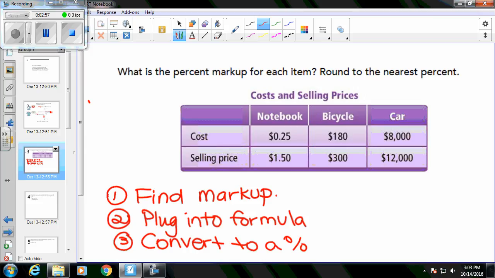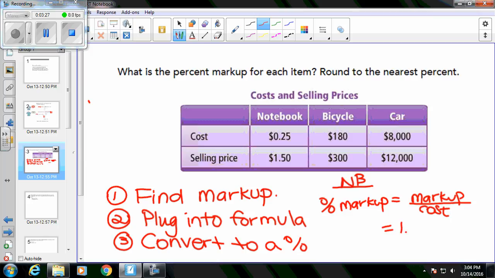So let's find the percent markup for the notebook. I'm going to label it NB for notebook. So my formula is percent markup equals my markup over my cost. What is the difference in prices? $1.25. And what was the original cost? Just 25 cents.